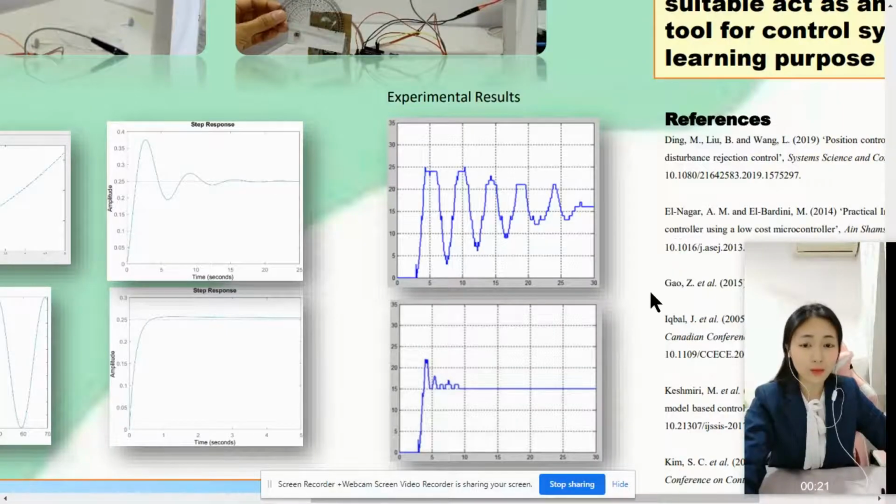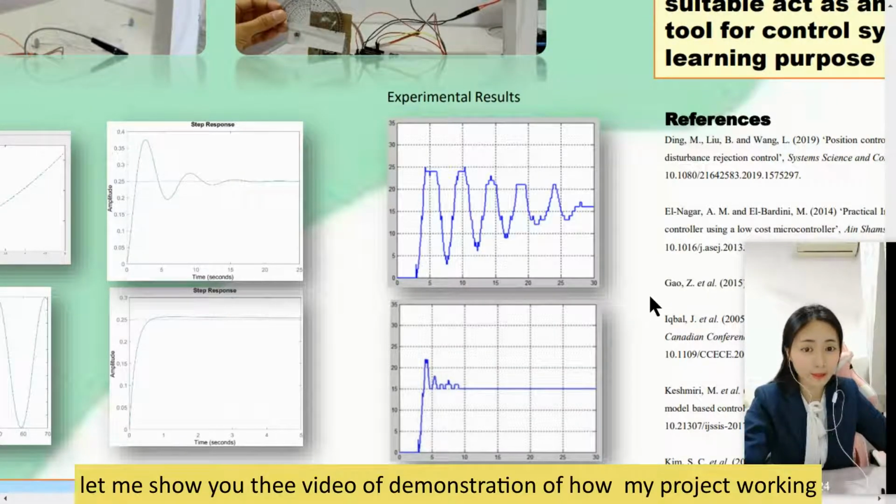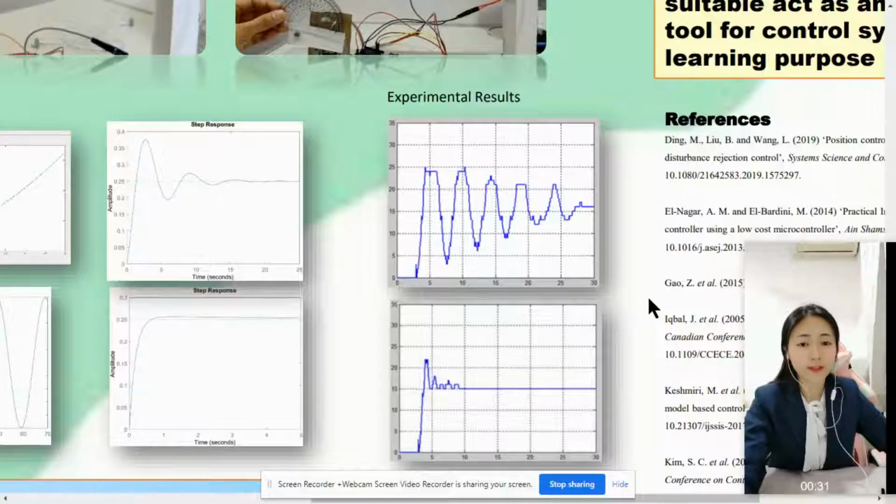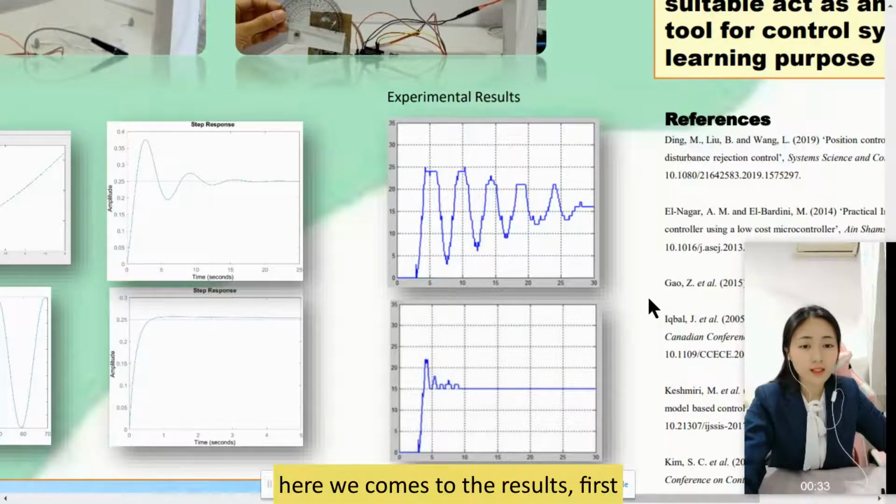Now we come to the experimental result. Let me show you the video of the demonstration of how to operate it. So here we come to the result.